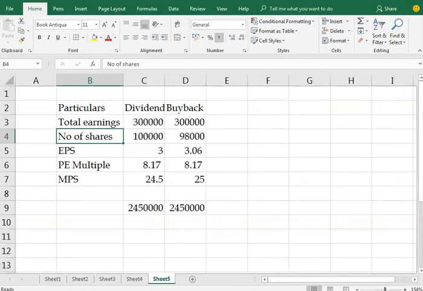Whether you go for dividend payout or buyback, both are going to make no difference according to this question, unless the question gives us additional information, and practically also both shouldn't make any difference. The only thing is promoters may not want a dividend income, so they want to increase their stake, they may go for a buyback option.